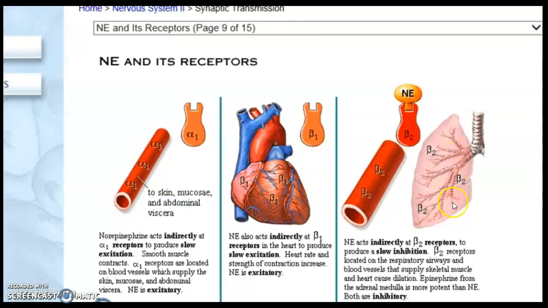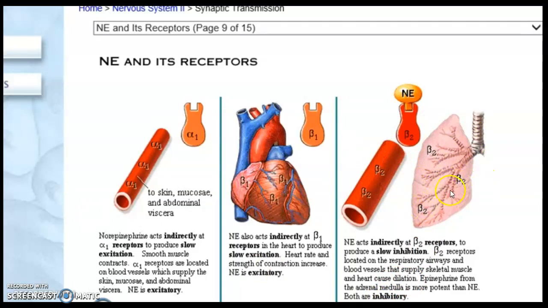Okay, what else has beta 2? Well, the smooth muscle that I find in my bronchioles, the little air passages. And so what's this going to do? It's going to inhibit it. Well, why would it inhibit it? If it inhibits it, it causes the muscles to relax. Therefore, the blood vessels get bigger, or the bronchioles get bigger, allowing more blood and more air into it. So again, muscle to dilate.